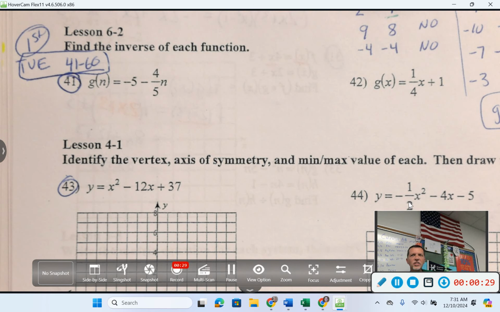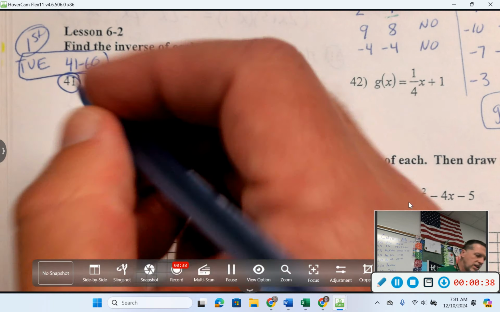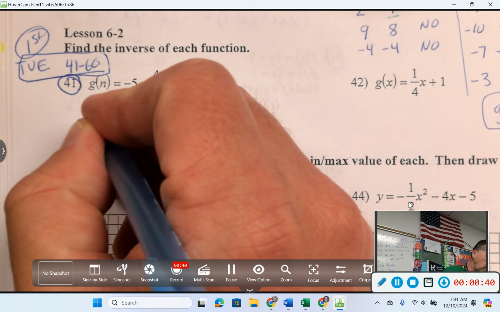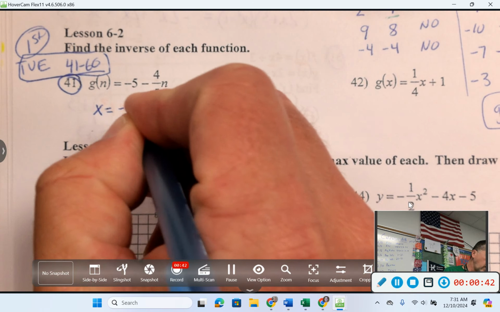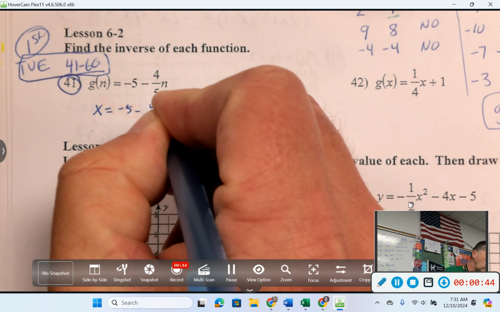Find the inverse. Do you remember how to find the inverse? Don't you switch the X and the Y? Switch the X and the Y. So, X equals negative 5 minus 4/5 Y.